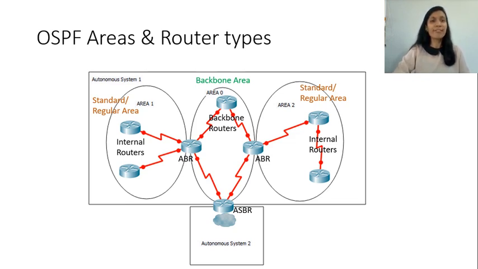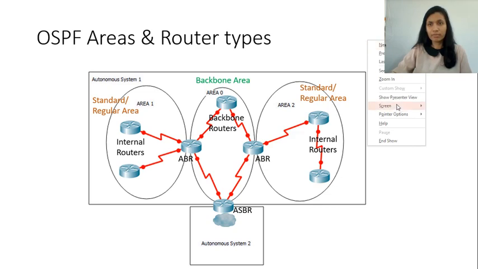Next, let us take a look at the different types of areas or router types present in case of OSPF. Whenever you are going to configure OSPF on the routers, you can create areas. Each area would have some routers which are called internal routers. So this router in area 1, these are the internal routers for area 1. These routers which are present inside area 0 would be internal routers for area 0. These routers present inside area 2 would be internal routers for area 2.